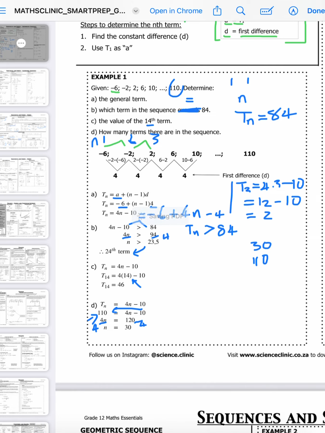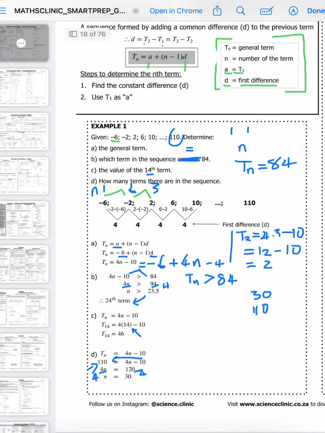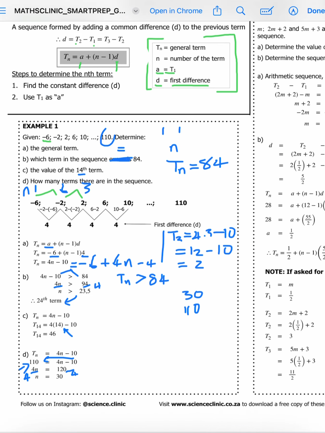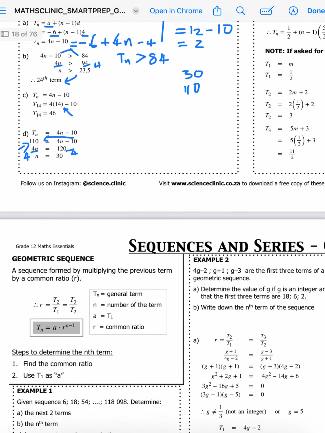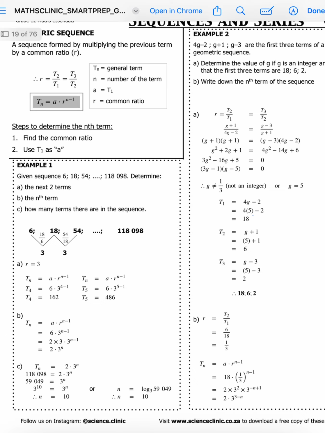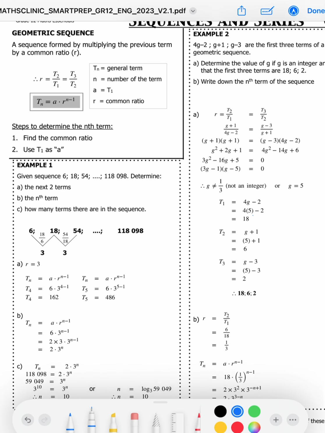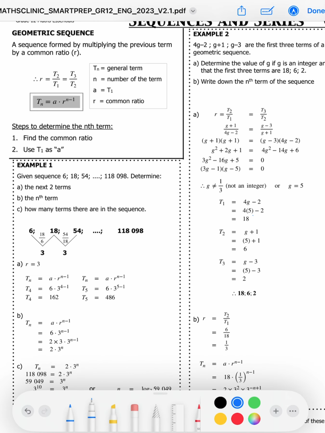Okay, without a waste of time, we now look at the geometric sequence, which sort of has a similar behavior. We have the general formula, Tn, which is equal to a r to the power n minus 1. r represents a common ratio. There we had a common difference. Now we're dealing with a common ratio. And then a is still the first term. n is the position of the term.